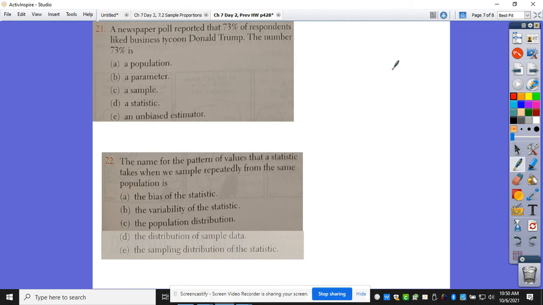Obviously an old book here talking about Donald Trump as a business tycoon. A newspaper poll reported that 73% of respondents, so this is a what? 73% is a statistic. It's a number that describes that sample. 22, I don't love 22. The name for the pattern of values that a statistic takes when we sample repeatedly from the same population is best described as E, but it's usually an approximation. And that's why I don't love it, because we're attempting to get that, but it is an approximation. But it should be E.